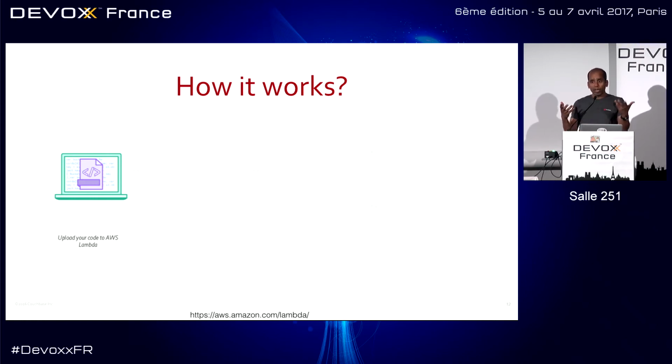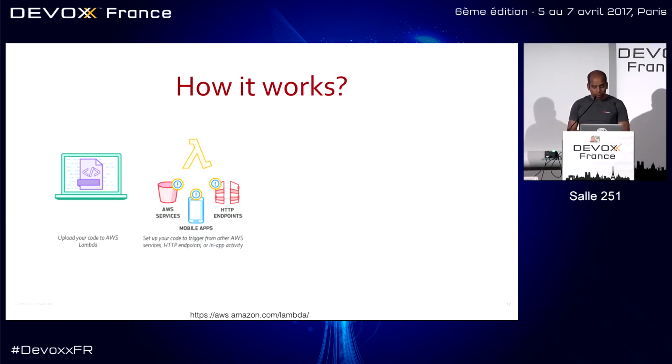Well, you write your business logic, and I'll show you a sample of that. You write your business logic, you upload it to AWS Lambda. You can upload it using the AWS console. You have Maven plugins, all sorts of stuff is there. Once you upload your code in AWS Lambda, the code could be triggered by different events.